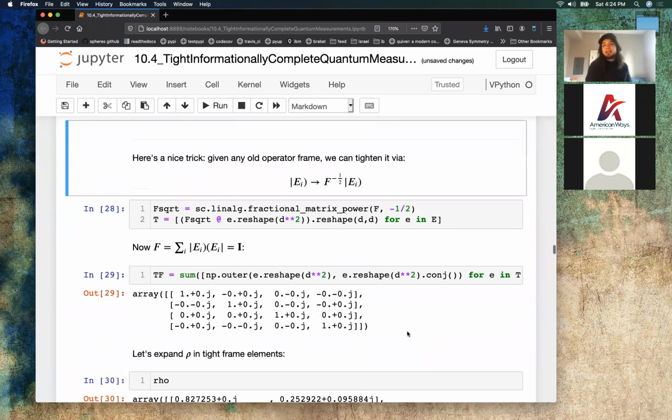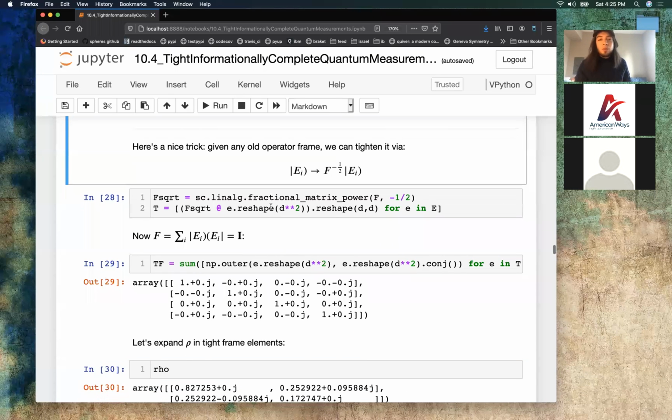But that's just some random old operator frame. That's how you can use it. We just expanded an operator in terms of an operator frame and then reconstructed it using the canonical dual frame. But we were also interested in these tight operator frames where the frame operator was just proportional to the identity, so that the frame elements and their duals were also proportional to each other. And in fact, I said that they had to correspond to an orthonormal basis.